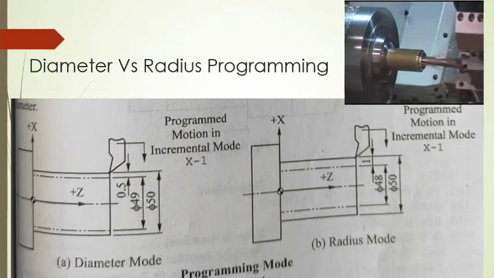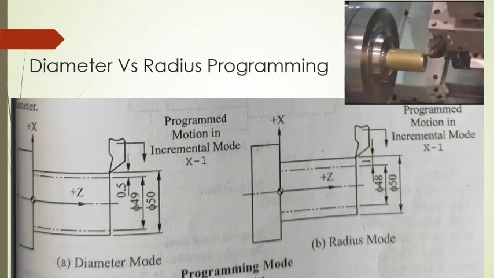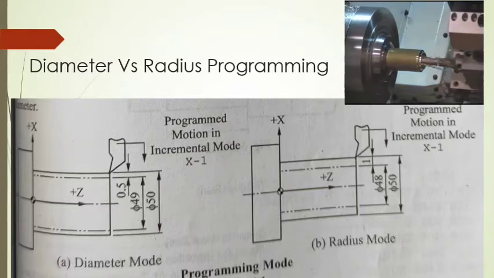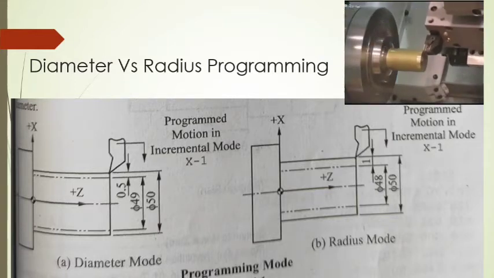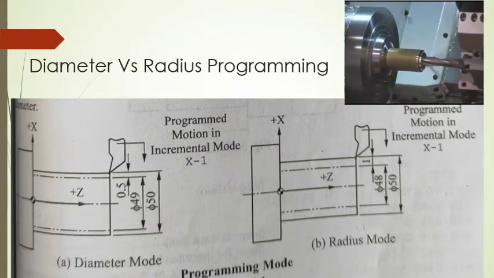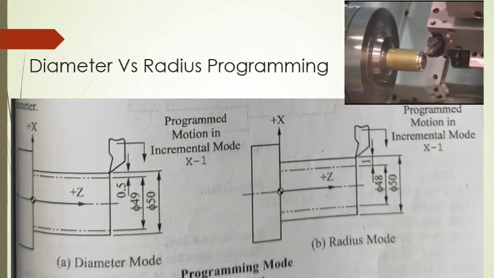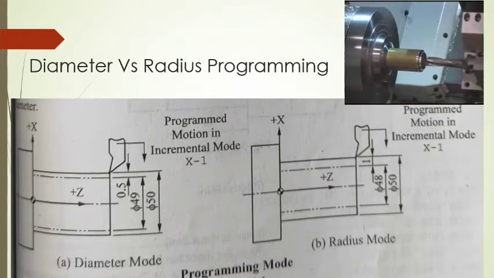One is diameter programming and other is radius programming. In diameter mode, diameters are specified for tool location, whereas in radius programming, radius is mentioned for tool location. Here in both the diagrams you can see the tool location is same. But while writing diameter program, Z will be specified with 50 dimension. But in case of radius program, for the same location, Z will be specified with 25 mm dimension, which signifies radius of the tool location.